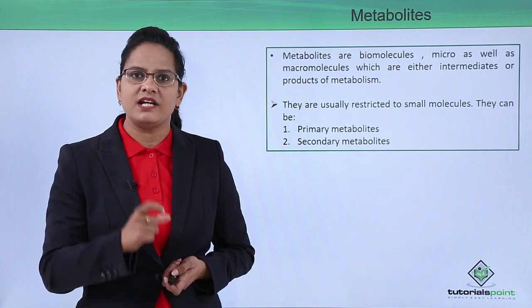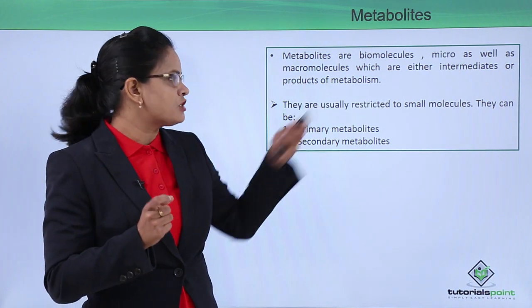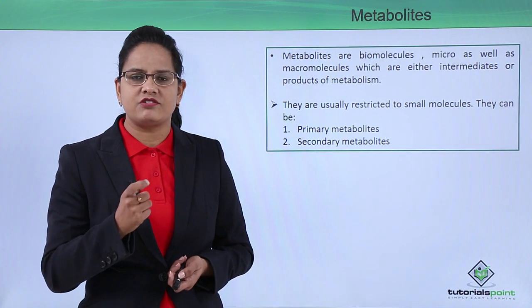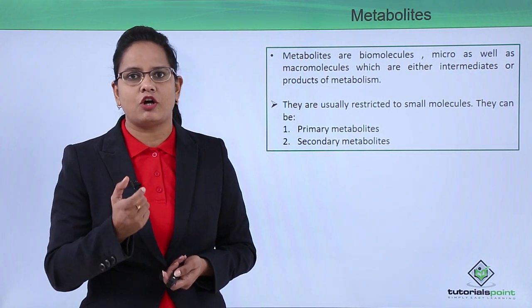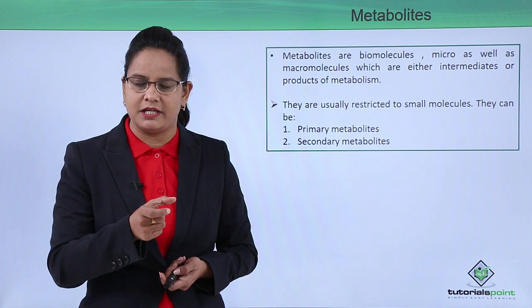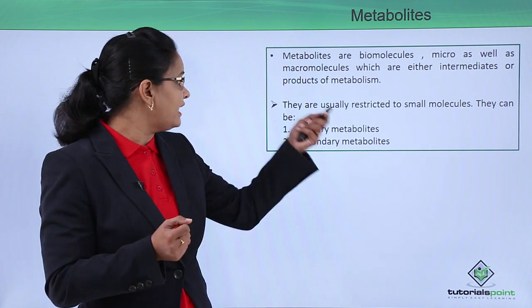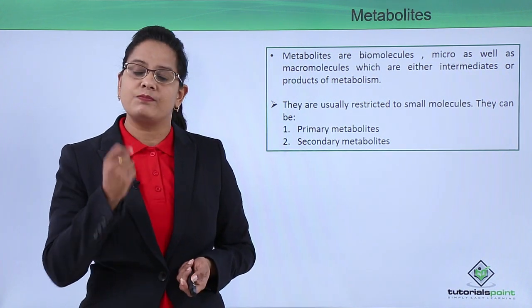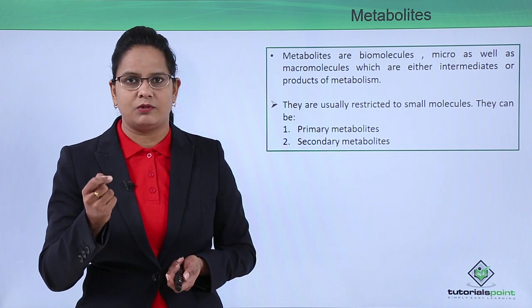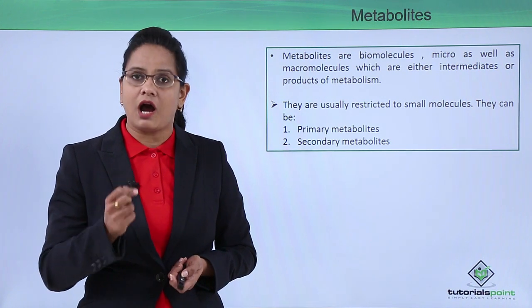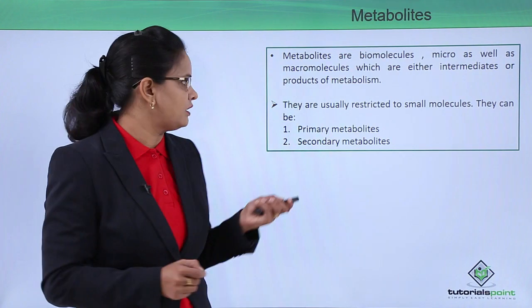Now these metabolites are generally taken to be small molecules. They are generally restricted to small molecules, like amino acids. They can be divided into two categories, primary metabolites and secondary metabolites. Now let us see what the primary and the secondary metabolites are.